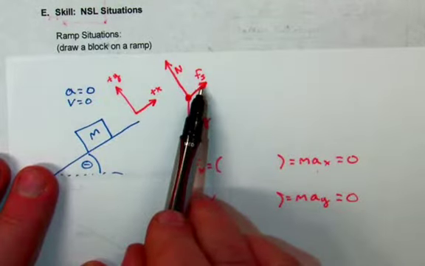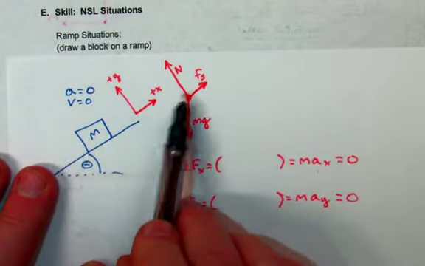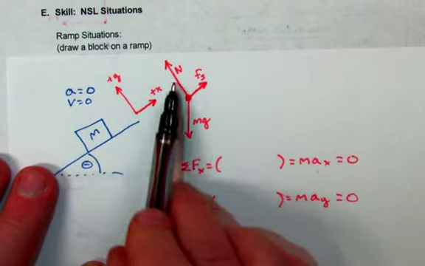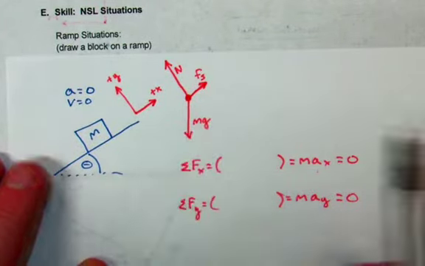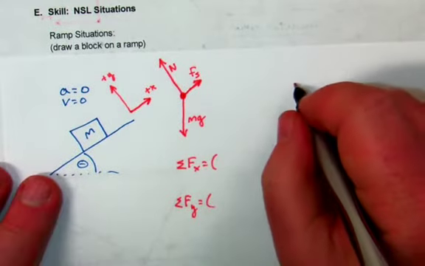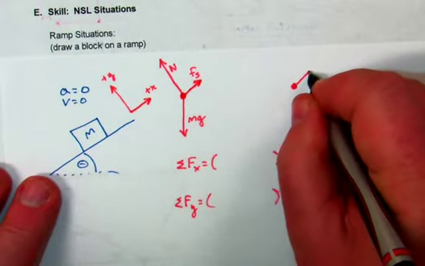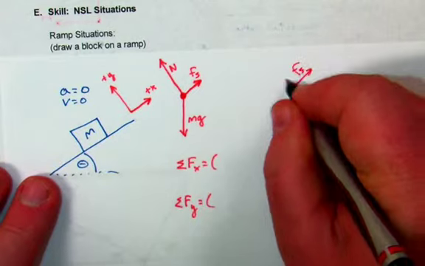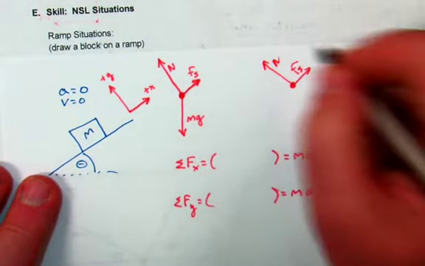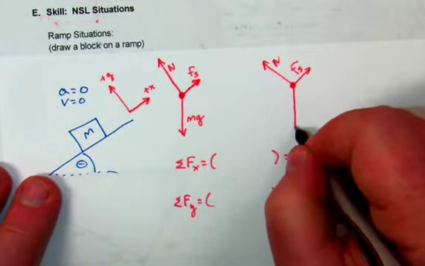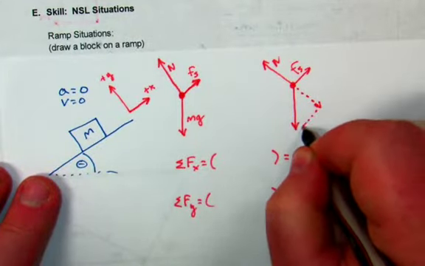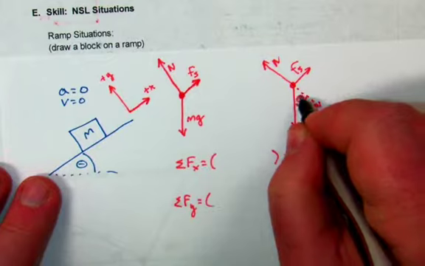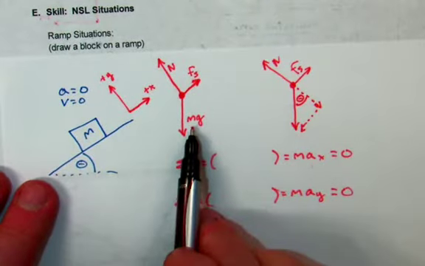F sub s, friction, points in the positive x direction. The normal force points in the positive y. So you only have to do one force for your force resolution diagram. So to do my force resolution diagram, let's basically start with your free body. You have N. I kind of messed up that angle, but that's okay. You only have to break down the one force, weight, that's in 2 dimensions.